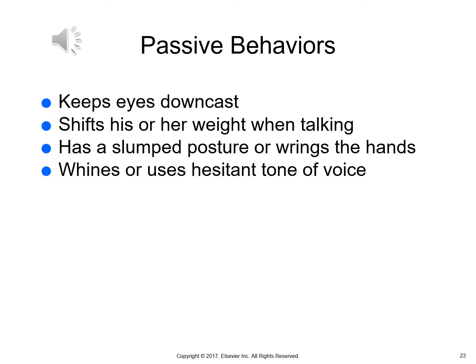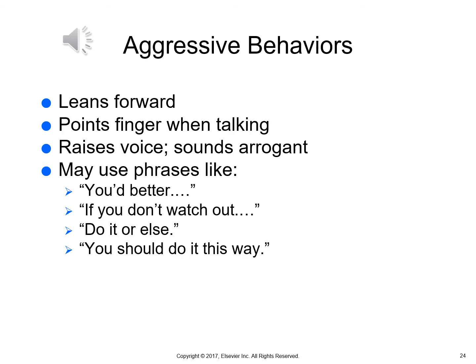Some indicators of passive behaviors are eyes are kept downcast, the person shifts his or her weight when talking, they have a slumped posture, and whine or use a hesitant tone of voice when talking. Some indicators of aggressive behavior are leaning forward, pointing fingers when talking, raising voice, and sounding arrogant. An aggressive behavior might also include somebody using phrases such as "you'd better," "if you don't watch out," "do it or else," "you should do it this way."